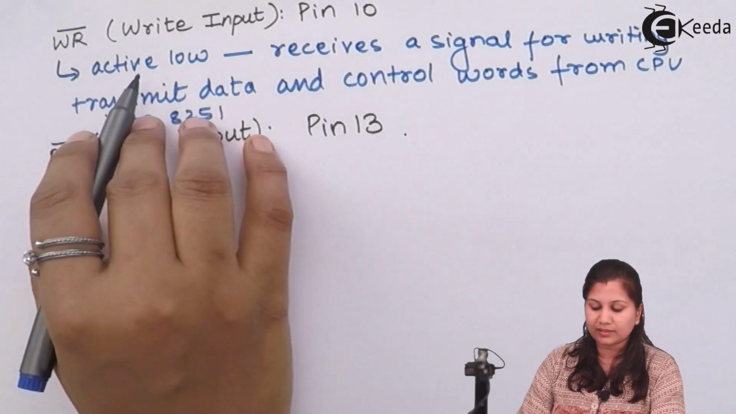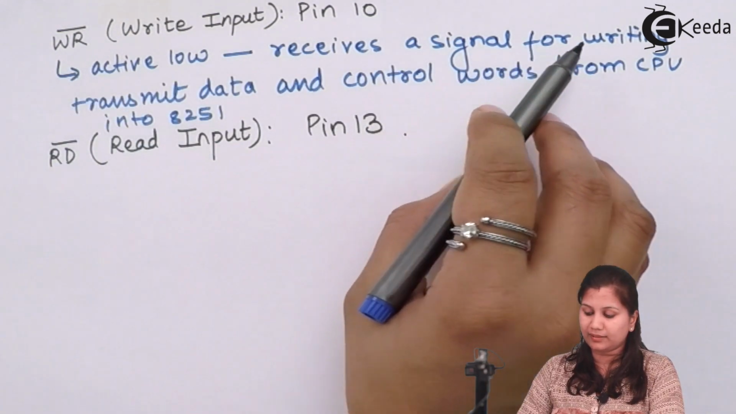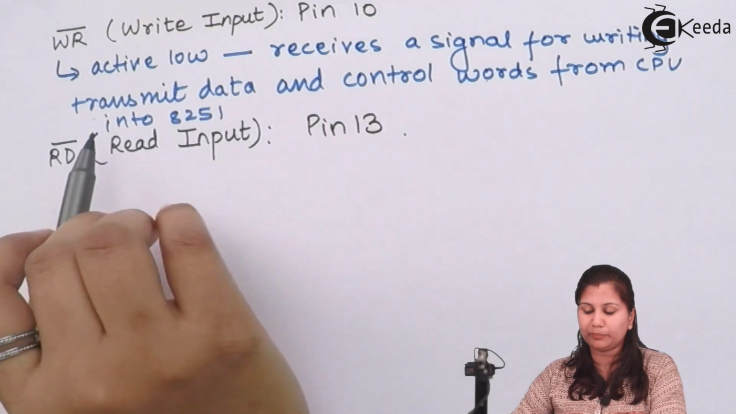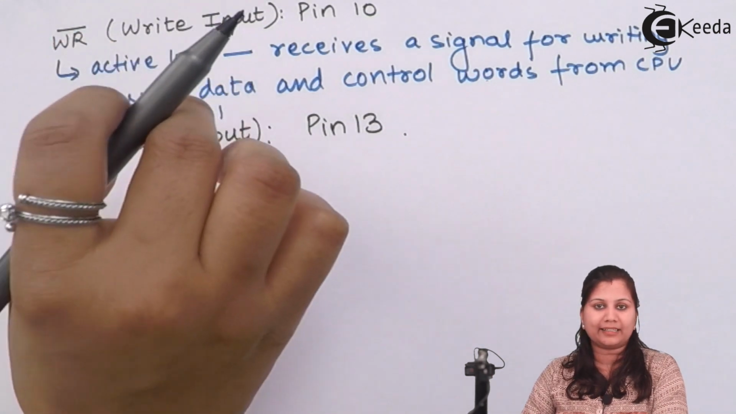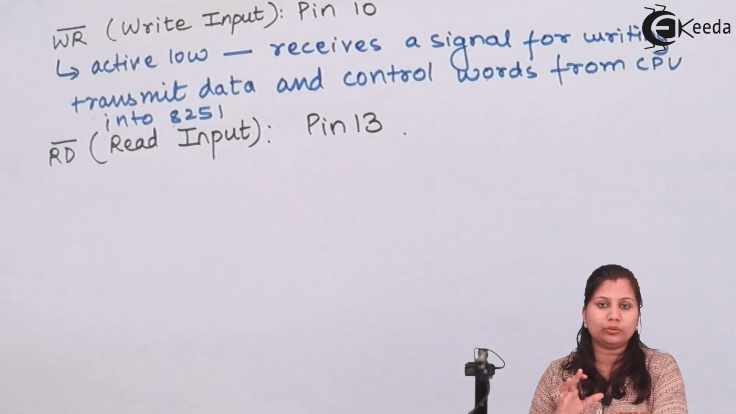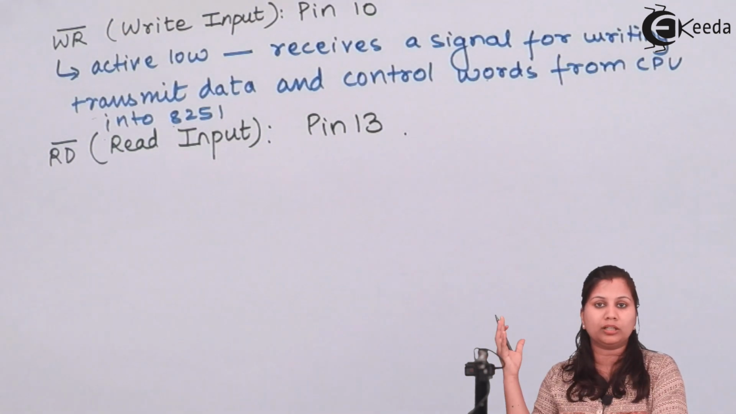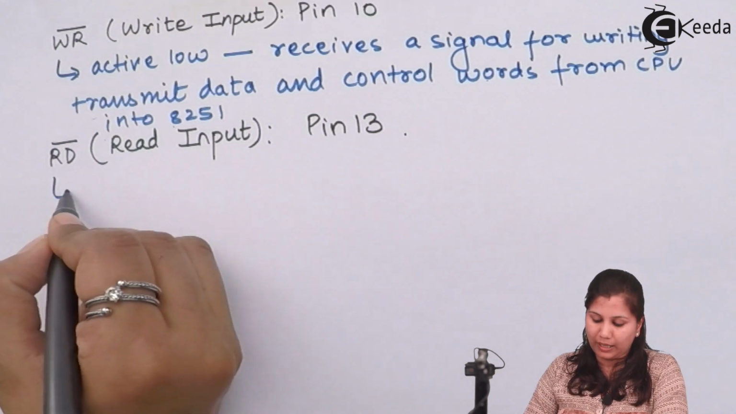So when this write signal is active low, the 8251 receives a signal for writing the transmit data and control words from the CPU into the 8251. When this signal is activated, the data will be written into the 8251. This data can be the control word or the transmit data, meaning the data which is going to be transmitted by the CPU to the peripheral devices. Now the read input is also active low.